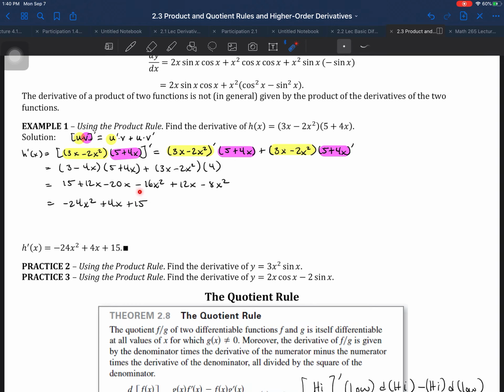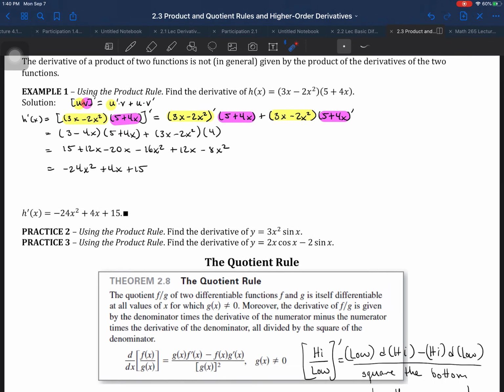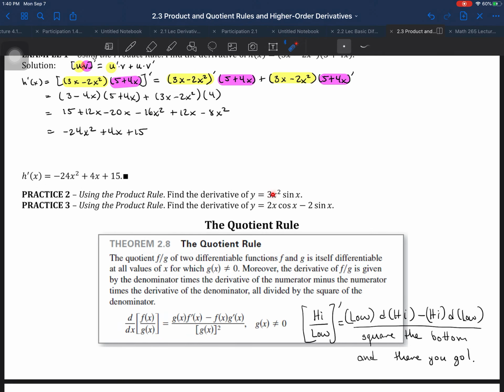12x minus 20x plus 12x gives you 4x, and then followed by 15. And there you go, right? But I remind you guys that this setup was sort of important, and I encourage you guys to adopt this technique, right?